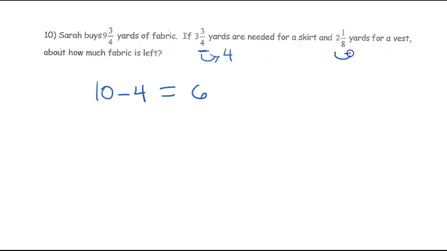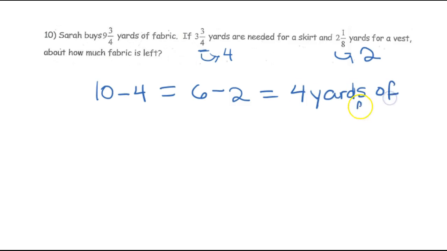Then she's going to use 2 1/8 yards for a vest. 2 1/8, 1/8 is less than 1/2, so I'm going to round this down to 2. I'm going to take my 6 yards and subtract the about 2 yards that she needs for the vest. I'm going to be left with 4 yards of fabric. And again, I should have used, let me fix that, I should have used an approximation symbol here. And there you have it.